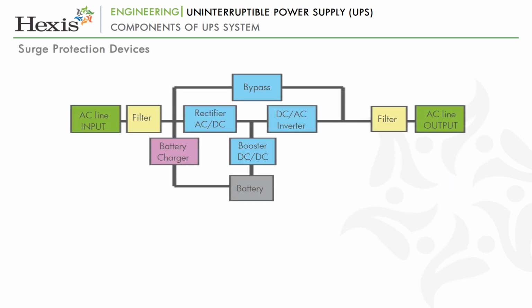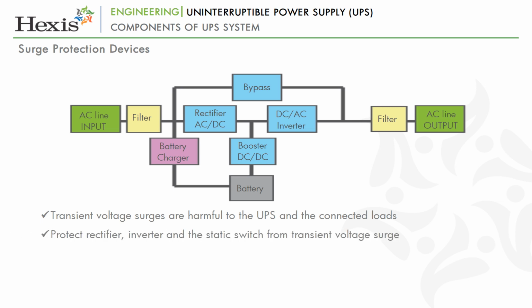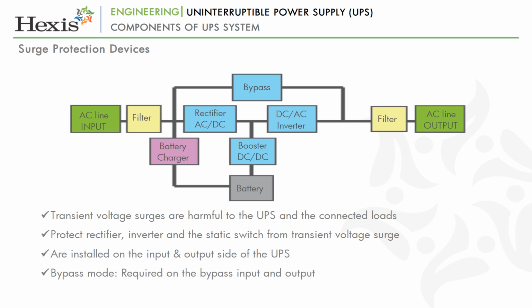First component of UPS is surge protection devices. The transient voltage surges are harmful to the UPS and the connected loads. The rectifier, inverter, and the static switch, that is semiconductor, are highly susceptible to these voltage transients, and hence surge protection devices are installed on the input side and the output side of the UPS. When operating in bypass mode, the surge suppression is again required on the bypass input and output.